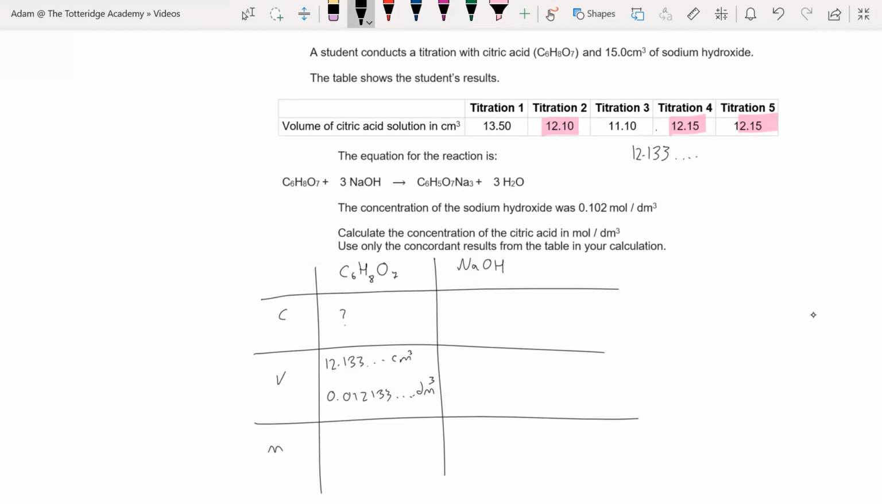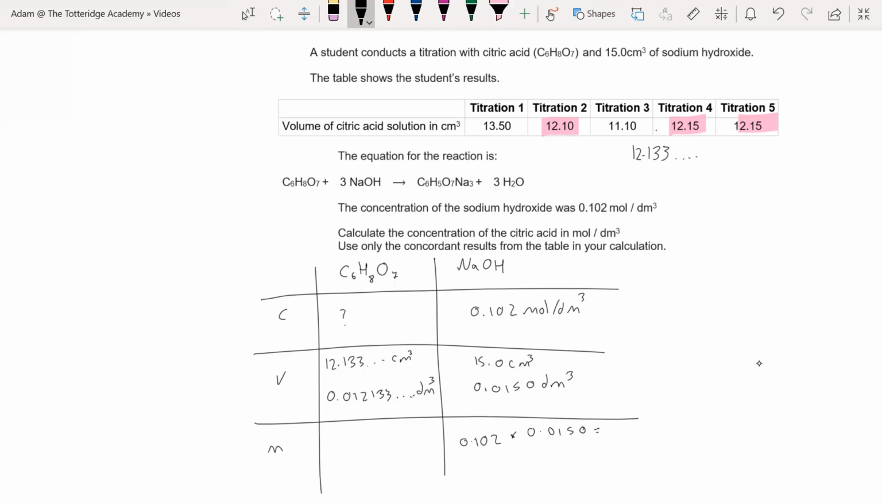Moles I don't know yet. Concentration of NaOH, I do know because it tells me it's 0.102 moles per dm cubed. Great. And then the volume of sodium hydroxide is 15.0 centimeter cubed, aka 0.0150 dm cubed. I'm going to go around the houses in this direction, like we did in that previous example. I'm going to work out the moles of NaOH that I've got. So moles is concentration times by volume, so 0.102 times by 0.0150.